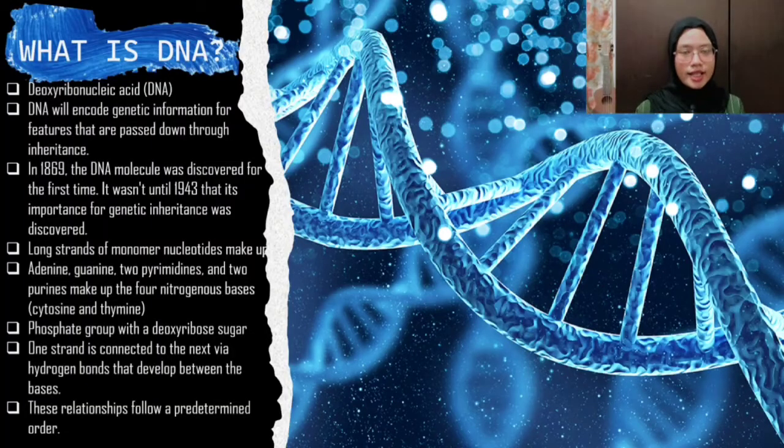What is DNA? DNA stands for deoxyribonucleic acid. DNA will encode genetic information for features that are passed down through inheritance. Adenine, guanine are the two pyrimidines, while cytosine and thymine are the two purines. This relationship follows a predetermined order, which means adenine will pair with thymine, while guanine will pair with cytosine.